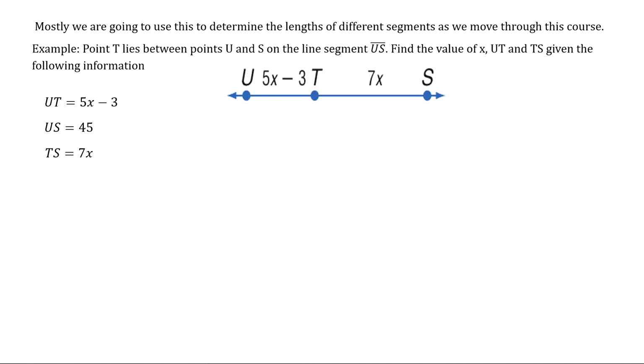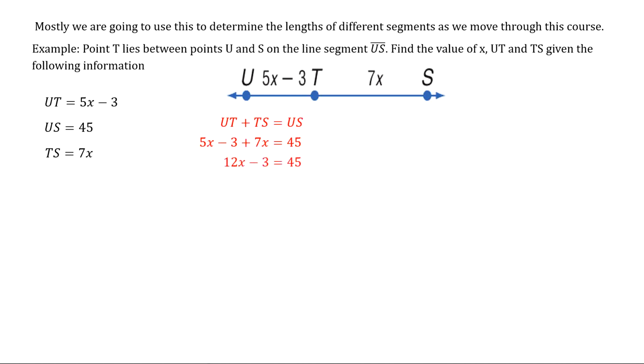They're asking us to find the value of x, and how long UT and TS are, given the following information. From the picture, UT measures 5x minus 3, the whole line segment US is 45, and TS is 7x. Because they've told me that T lies between, I can piece together my equation: UT plus TS equals US. So we plug in 5x minus 3 for UT, 7x for TS, and it all equals 45. Now we're just solving for x. We're turning it into an algebra problem.